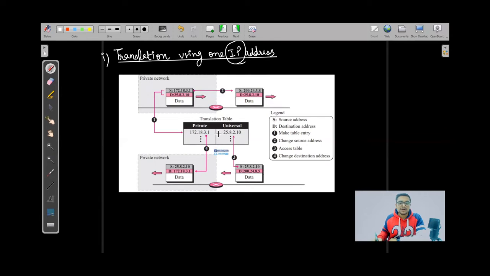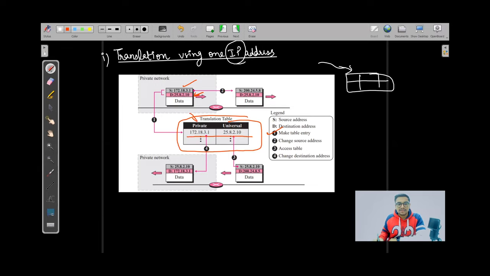So we have just one single router, and whenever we want to communicate with the rest of the world, we are going to create a translation table like that. In the translation table, we are going to store one private IP and the universal address. So let's suppose, in step number one, a packet is coming and it wants to communicate with the rest of the world. We'll have the source IP of this particular private network and the destination IP, which would be of someone from the world. That entry will get stored in the table.